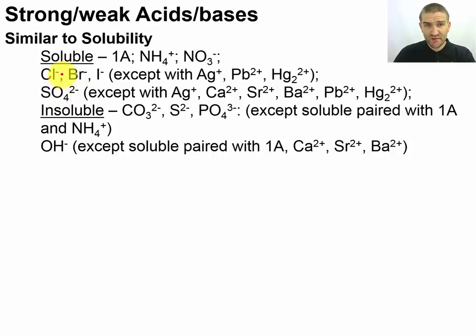And of course, these bottom ones, they have exceptions. So our halogen ions, they will precipitate with silver, lead, and mercury. And sulfate will precipitate with those three as well as Ca2+, Sr2+, and Ba2+. So some of the middle ones from group 2A. Insoluble things are going to be carbonates, sulfides, and phosphates, unless you pair them up with something from group 1A, one of our exceptions up here, and then also the ammonium ion.